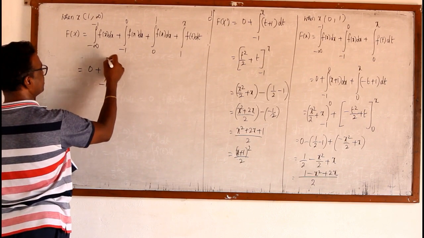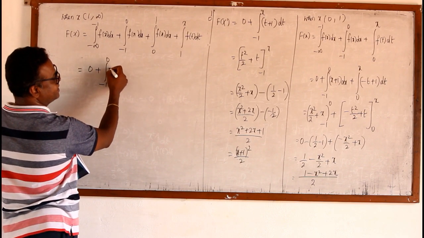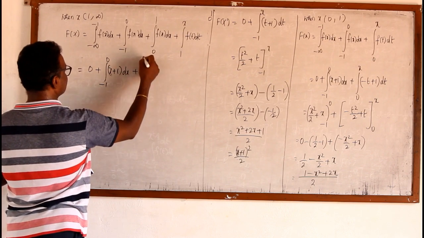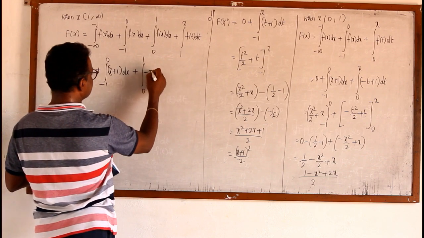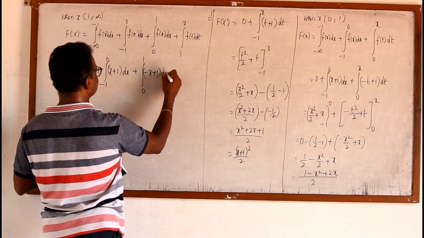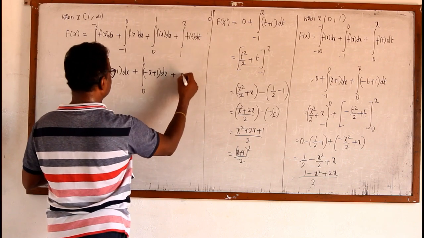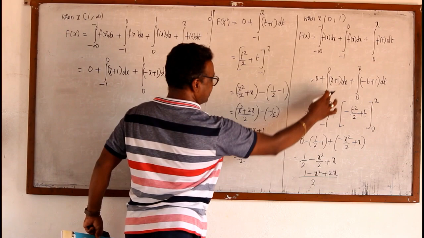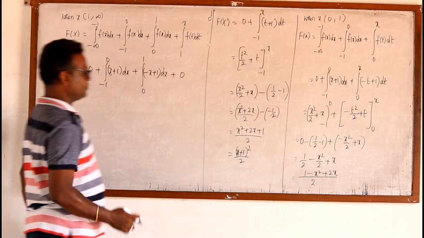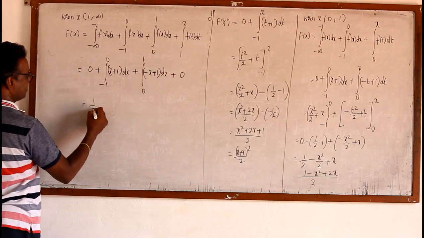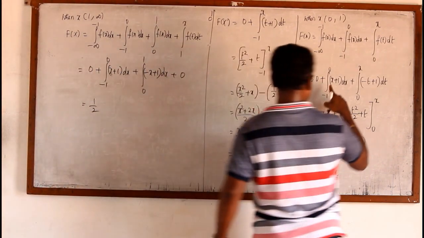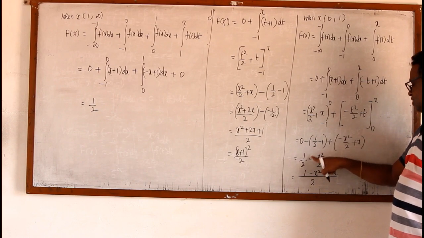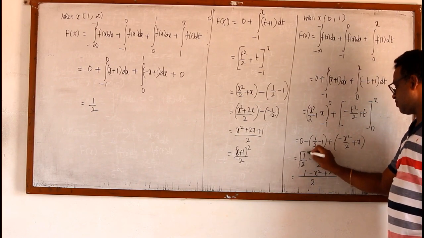This is minus 1 to 0. We know it is x plus 1 into dx. And this also we know, 0 to 1, f of x is minus x plus 1 into dx. And this is not existing afterwards, so this is 0. And this value we found here only, so the value is 1 by 2. Remember, x plus 1 with the same limit, x squared by 2 plus x, so 0 minus 1 by 2 minus 1, so it is 1 by 2.